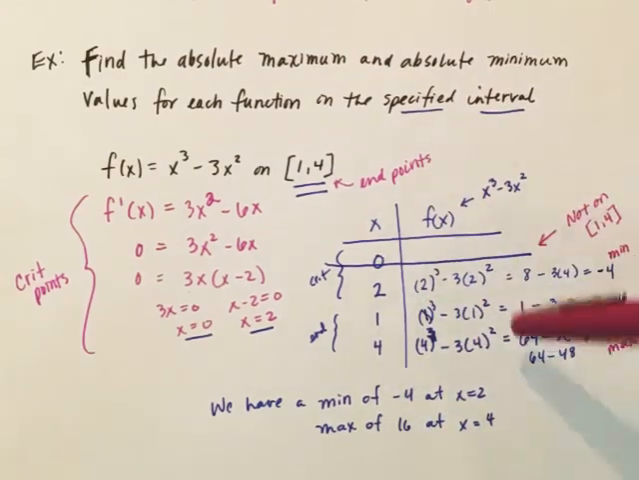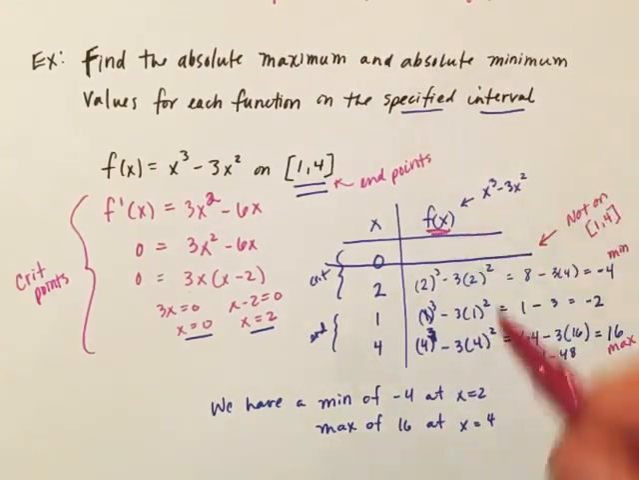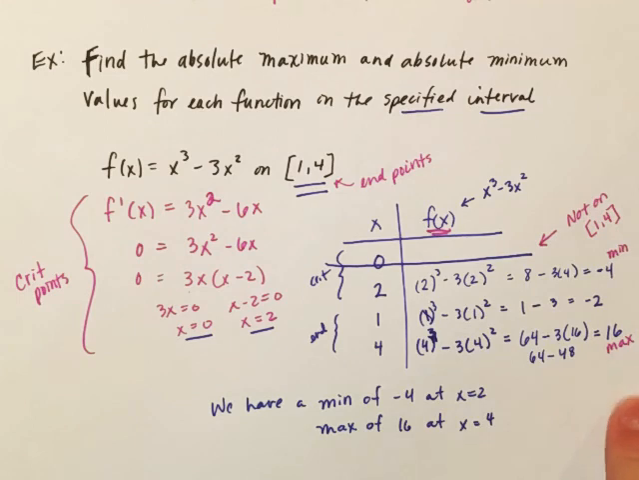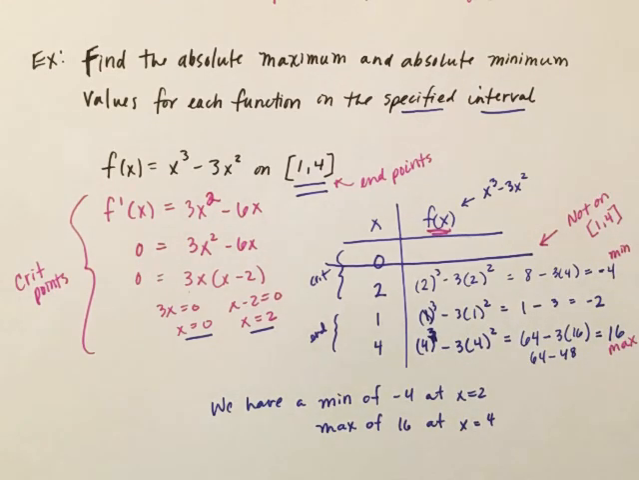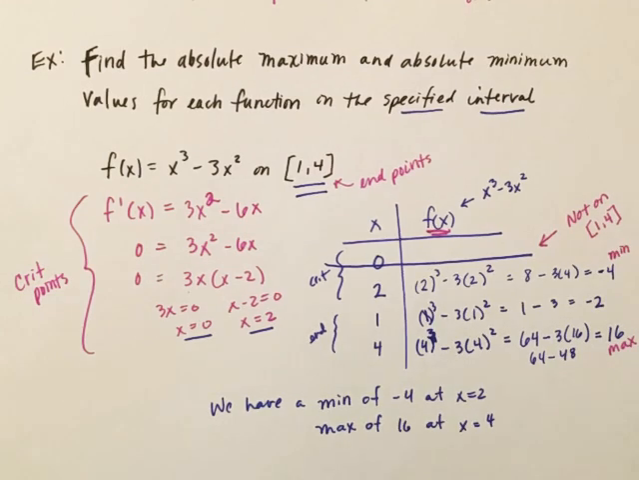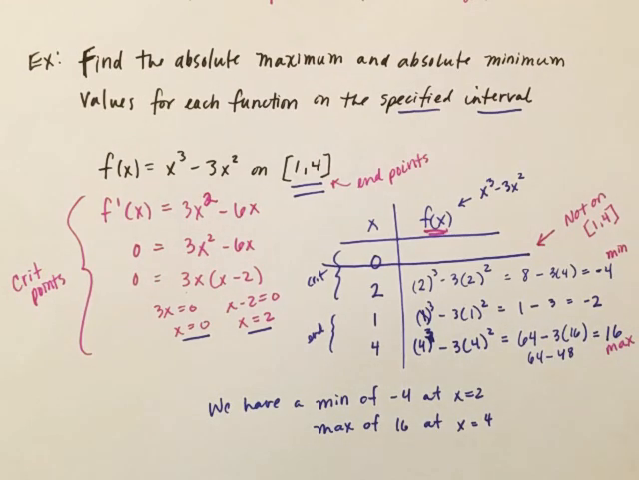Then I plug those in once again to my original function to find out what their outputs would be, and that helped me find the absolute minimum and maximum. Remember, this is different than the first derivative test. If you're looking for relative min or max, see the first derivative test.